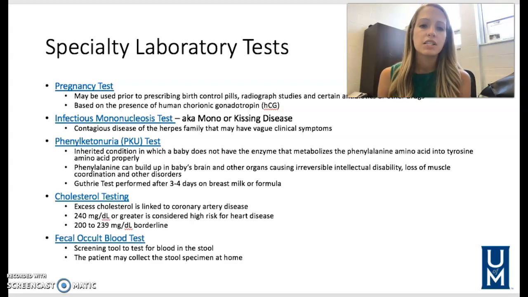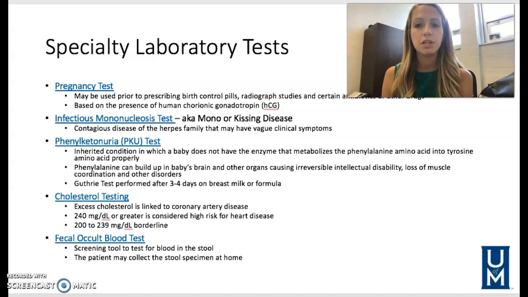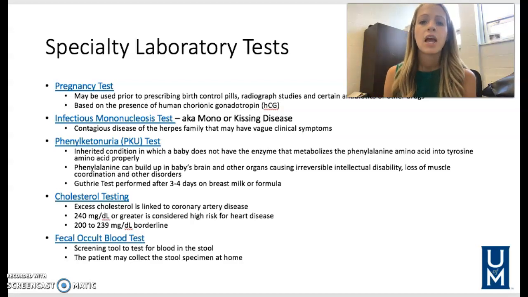PKU. PKU is an inherited condition in which a baby does not have the enzymes that it needs to metabolize a certain amino acid. And so these amino acids build up in the body because the body's not able to metabolize them. And it causes irreversible disability. They lose muscle coordination, and they have other effects on the baby.